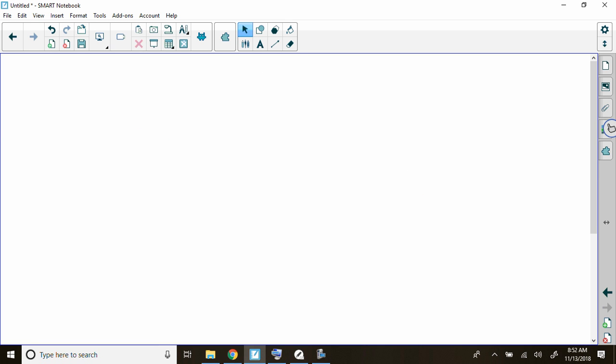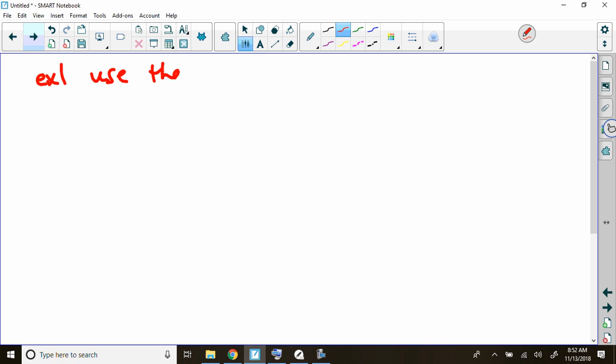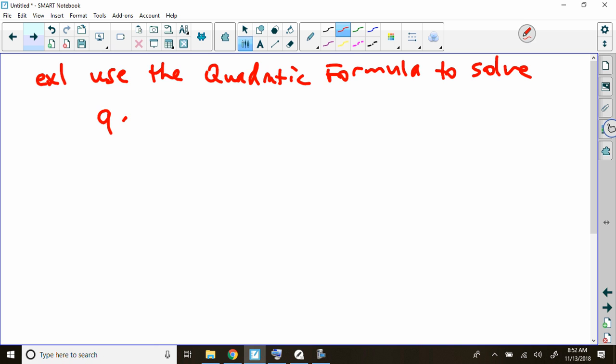So here we go, example number 1. Example number 1, use the quadratic formula to solve 9x squared minus 6x plus 1 is equal to 0.